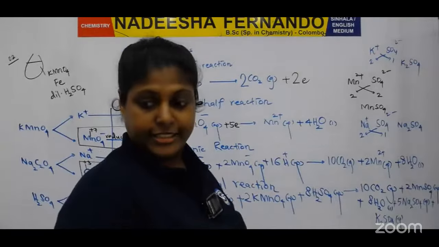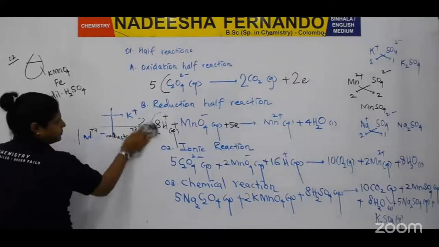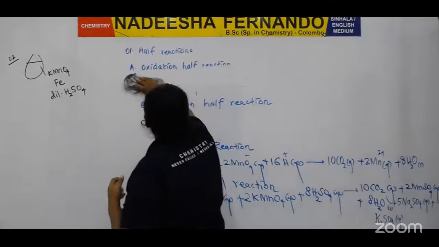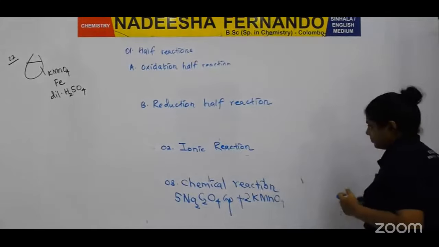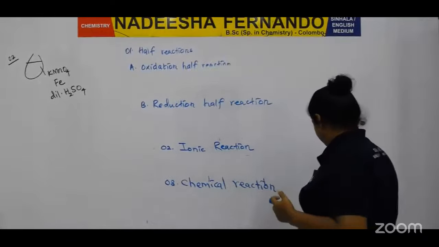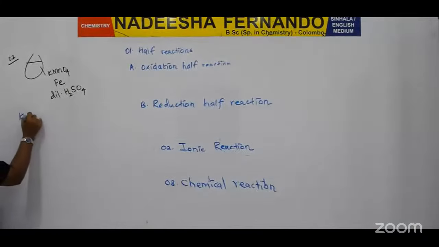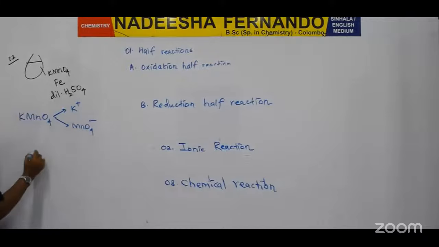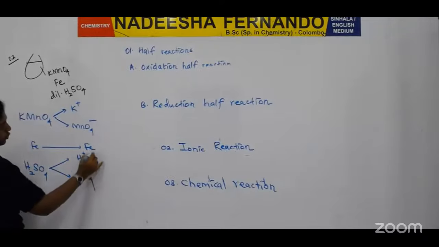Done. Finished. Shall I do it? Right, here KMnO4 goes to K+ and MnO4-. Fe, and H2SO4 goes to H+ and SO4 2-.